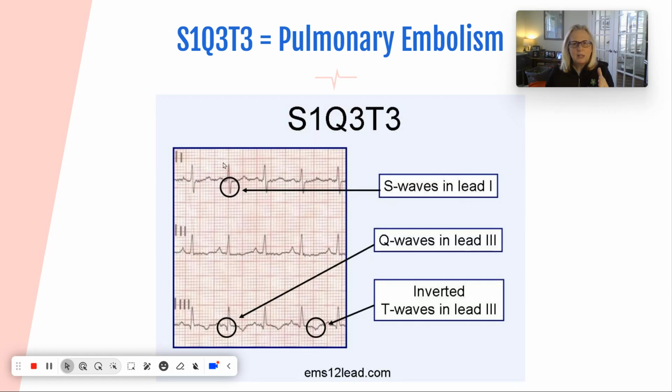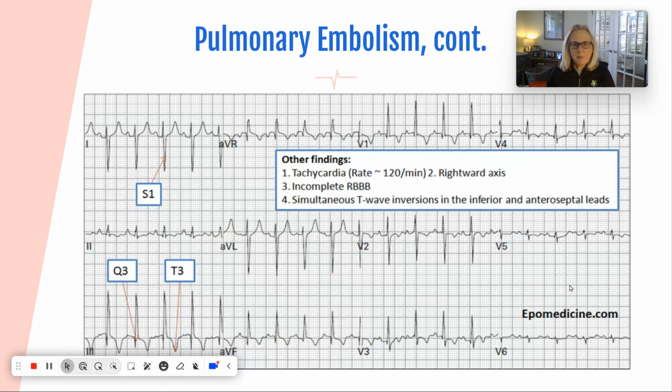So the S wave in lead 1 is going to be deep and probably wide. The Q wave in lead 3 is also going to be deep and wide. And then the T wave in lead 3 will be inverted. That is a for sure pulmonary embolism. And I see my docs in the emergency room, when they see a pulmonary embolism EKG, they're like, we need an X-ray stat because we think he has an embolism. Yeah, stat.